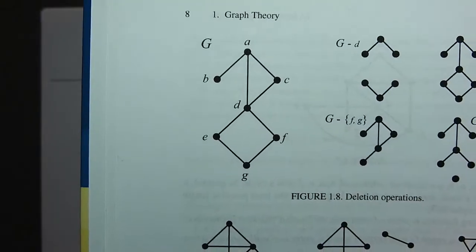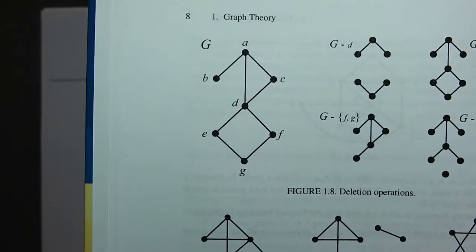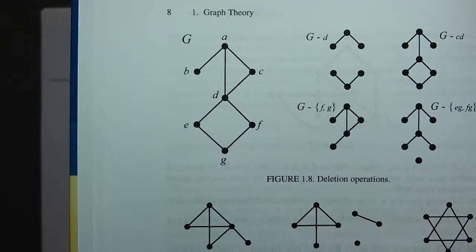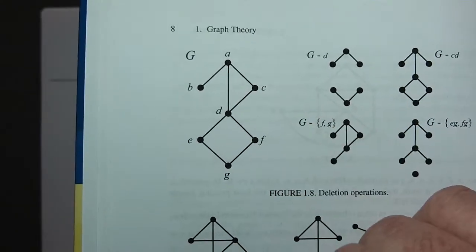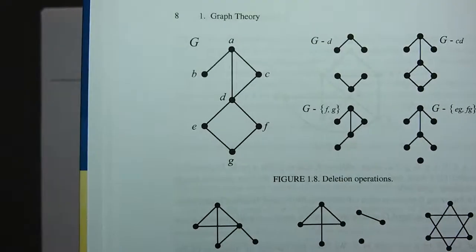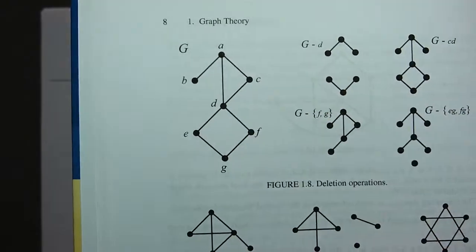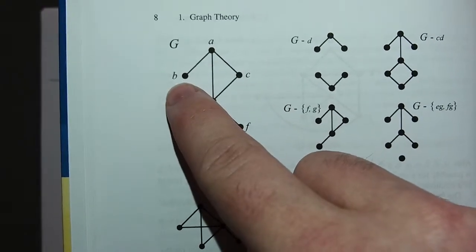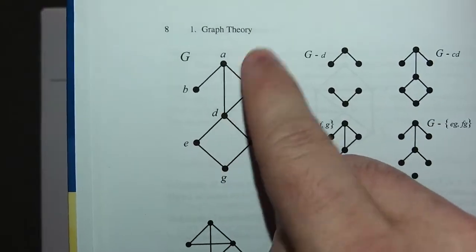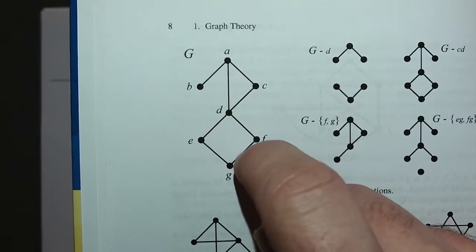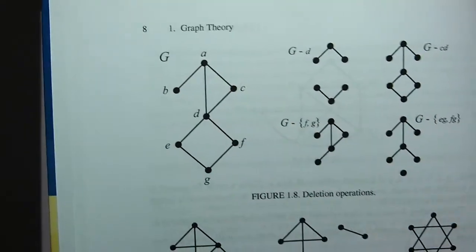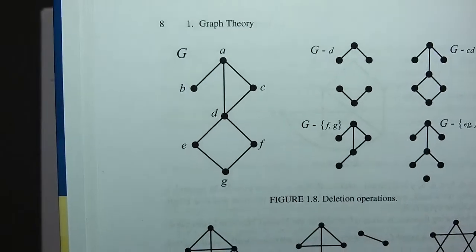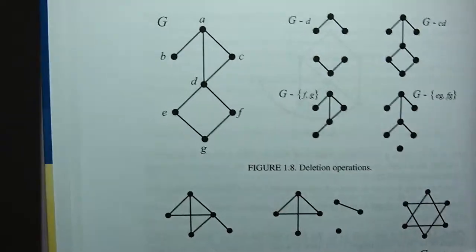Can't remove FG, that doesn't increase the number of components. DF doesn't increase the number of components. EG doesn't either. DE doesn't increase the number of components. CD, nope. AD, nope. AC, nope. What about AB? Removing the edge AB leaves B on its own and everything else connected. So the only bridge in this graph is AB. If you delete the edge AB, you have caused the graph to now have two connected components instead of just one. Removing no other edge does that. So AB is the only bridge in this graph.